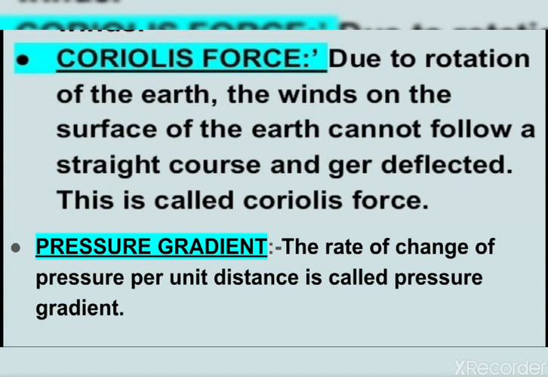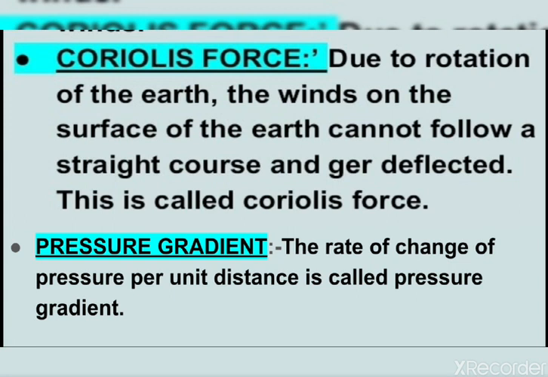This means that the greater the difference in pressure between two contiguous regions, the faster the speed of the wind. We always know, or if you see the diagram of pressure belts where I have mentioned the wind direction, that winds blow from high pressure belt to low pressure belt.